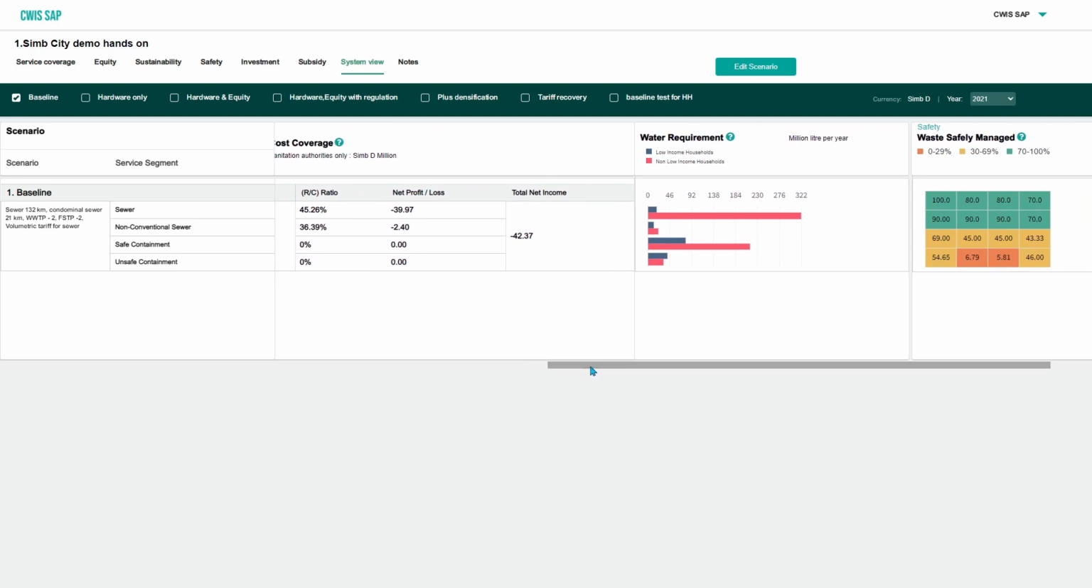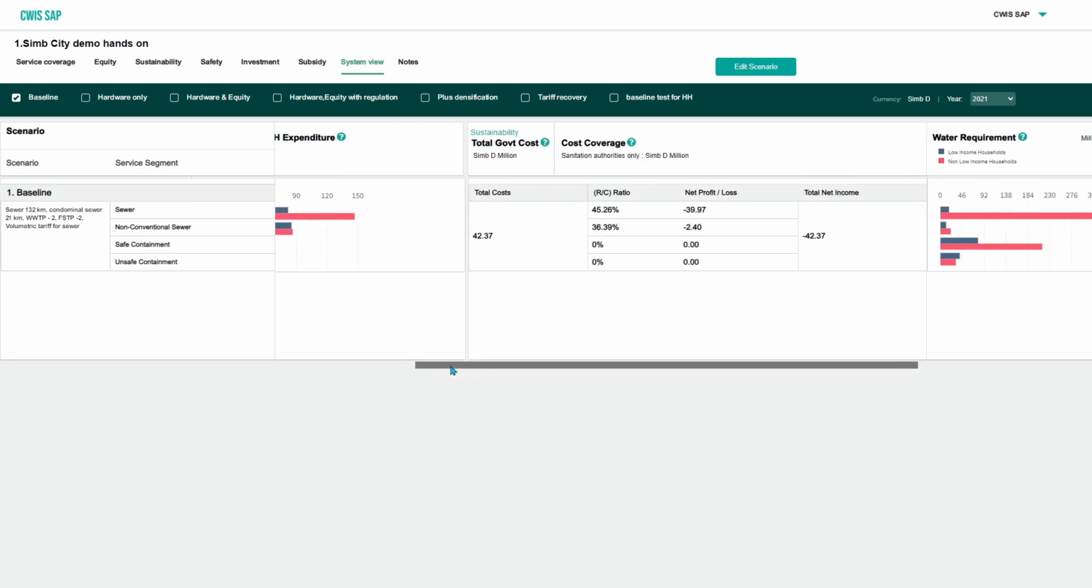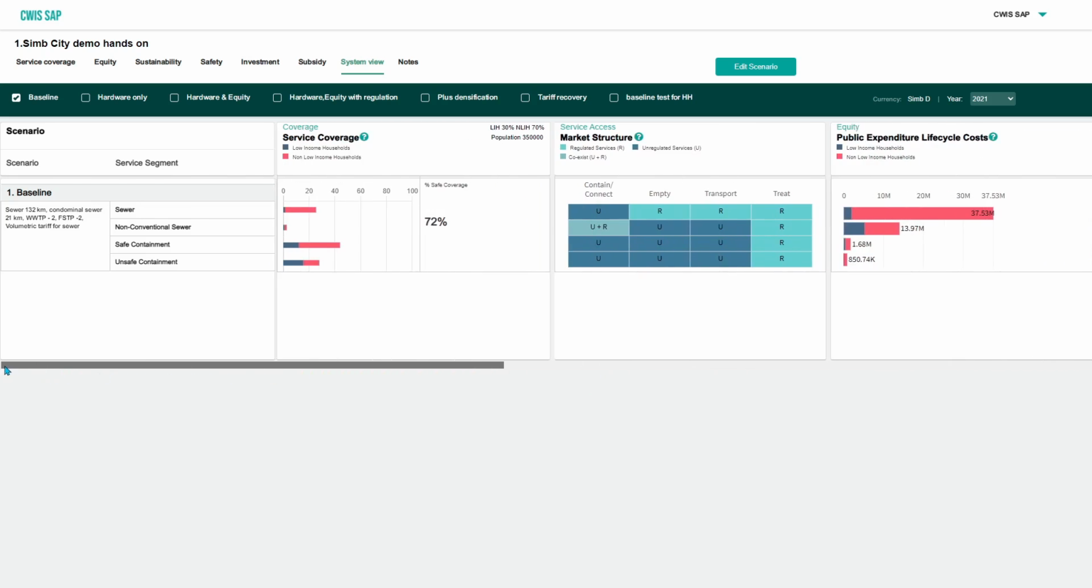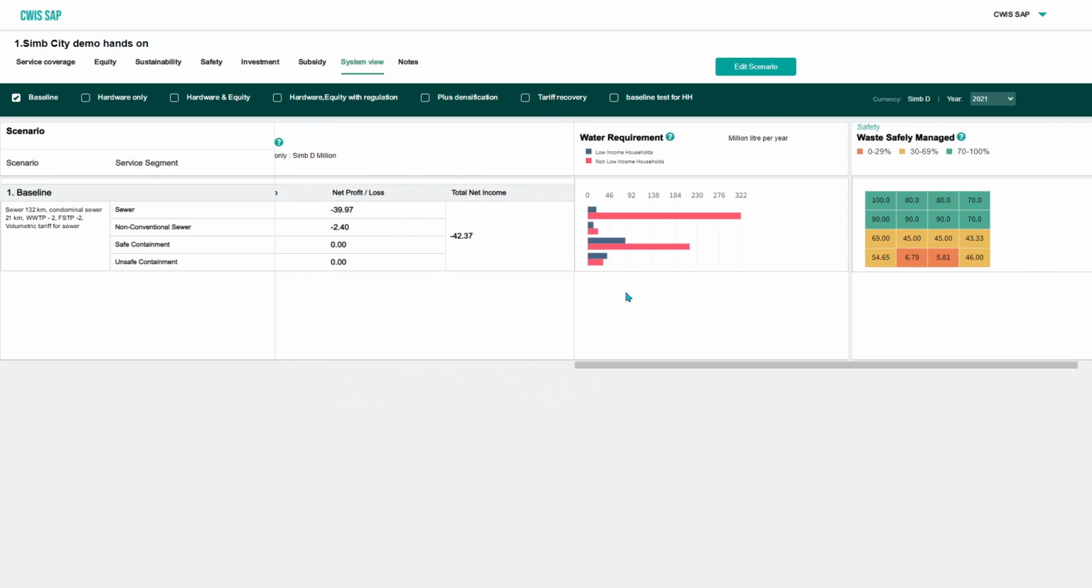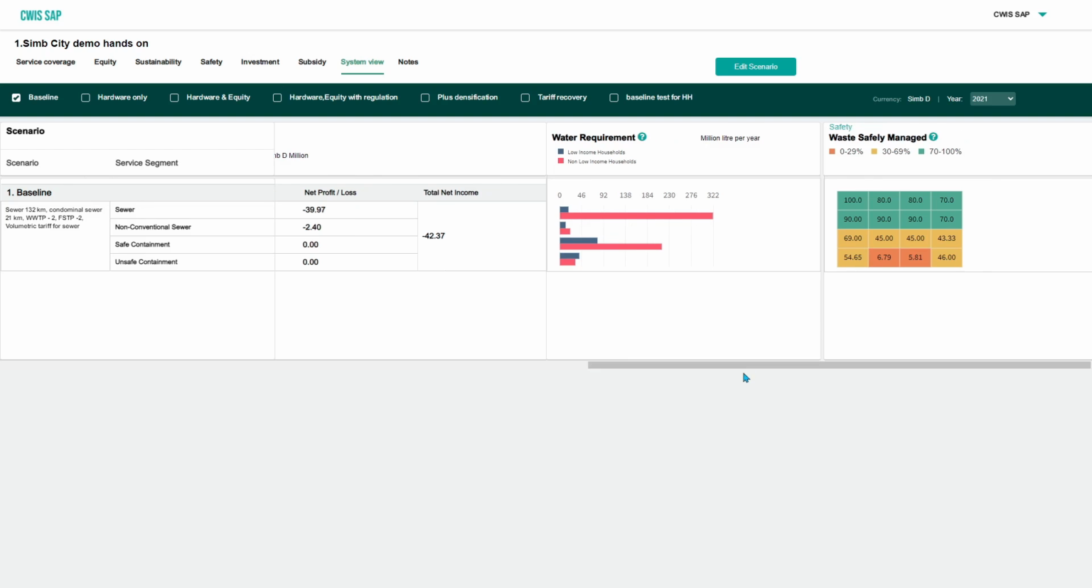The other measure of sustainability is the water requirement. The water requirement is the total amount of water required to run or use the specific superstructure and the toilet. The final value is based on the coverage and is disaggregated by LIH and NLIH. This metric allows the user to evaluate whether the city has sufficient water resources available to deliver the sanitation services planned for each of these scenarios.